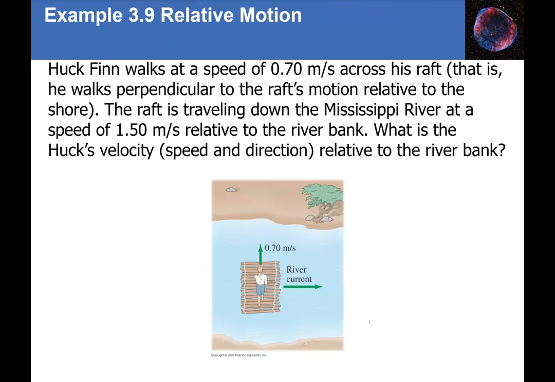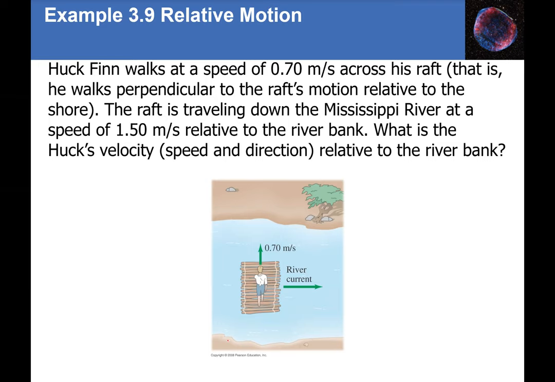All right, so let's see this example. It's like the last example. Huck Finn walks at a speed of 0.7 meters per second across his raft. That is, he walks perpendicular to the raft's motion relative to the shore. The raft is traveling down the Mississippi River at a speed of 1.5 meters per second relative to the riverbank. What is Huck's velocity, speed and direction, relative to the riverbank?